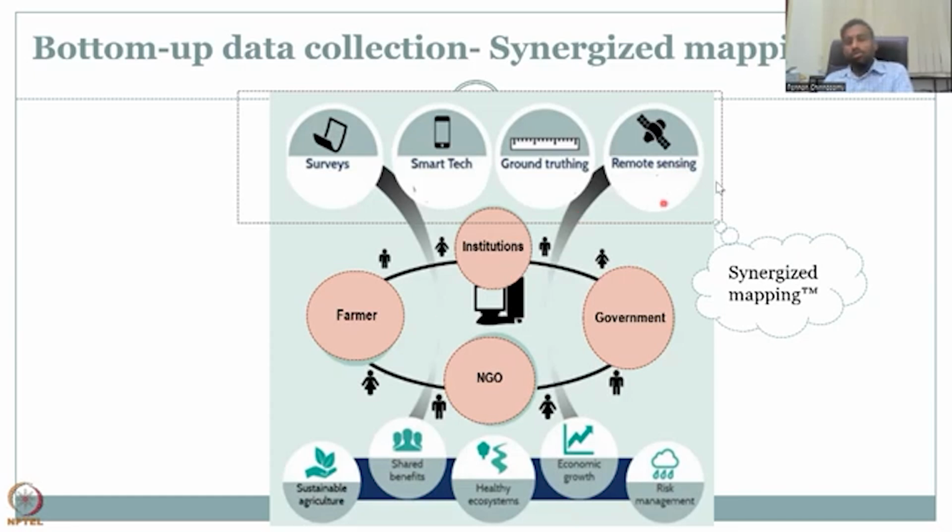So we have institutions who can do remote sensing and smart tech. We have governments who are doing surveys and ground truthing. The farmers themselves can provide data back to the system using smart tech like mobile phones, or just an SMS or a WhatsApp message saying what the water level is, or what crops they are growing.